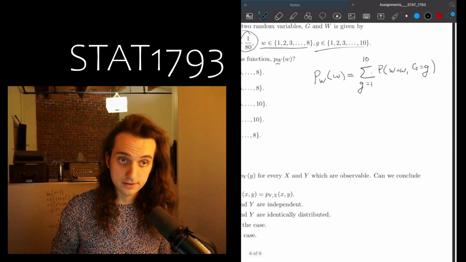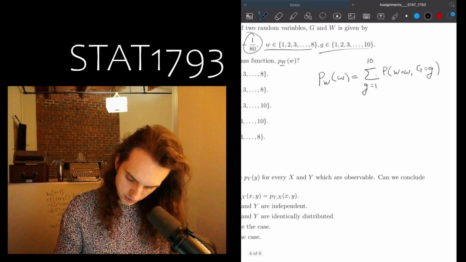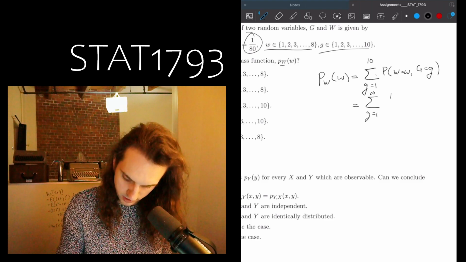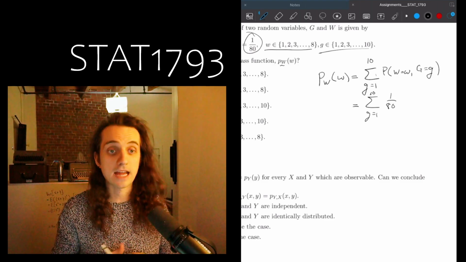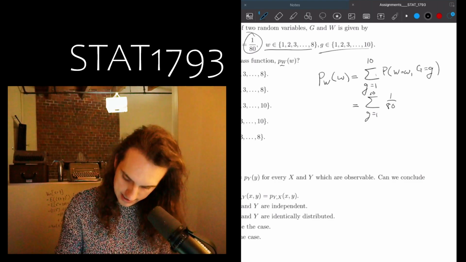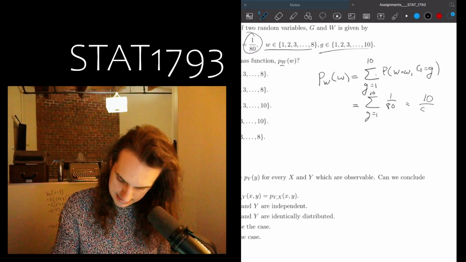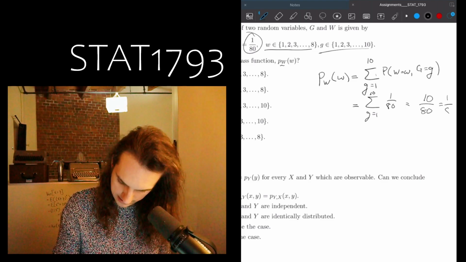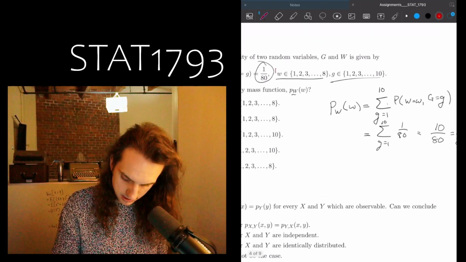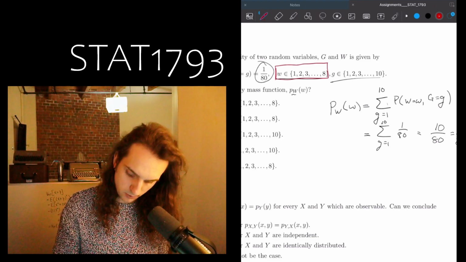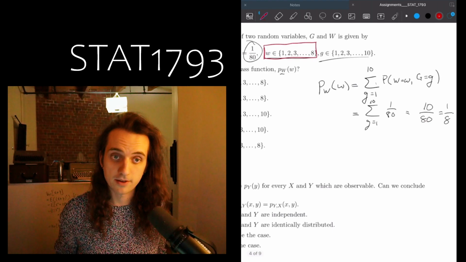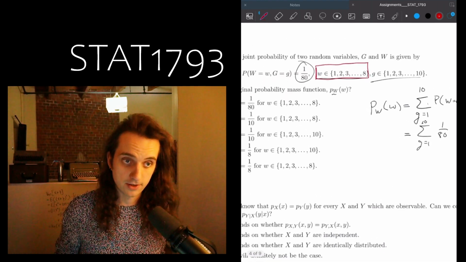This function's constant, right? So we're looking at the summation from g equals 1 to 10 of 1 over 80, right? This is just adding 1 over 80 to itself 10 times, or 10 times 1 over 80, right? So that's 10 over 80, which is 1 over 8. Okay, so it's going to be 1 over 8. And then the important thing to note here is that w is going to fall into 1, 2, 3, 4, 5, 6, 7, 8. It's going to have the same restriction there. So we know that the PMF of w has to be 1 over 8 over this range here, right?